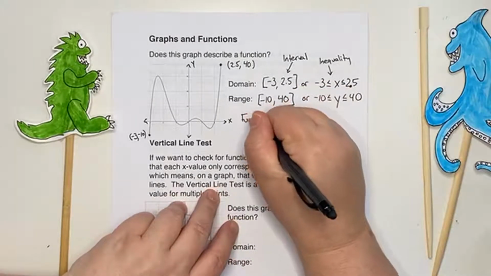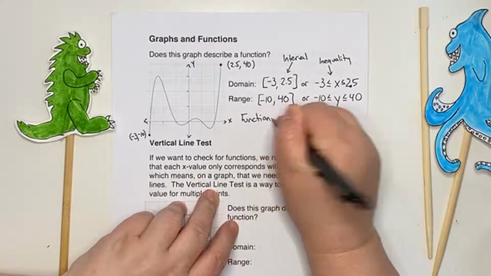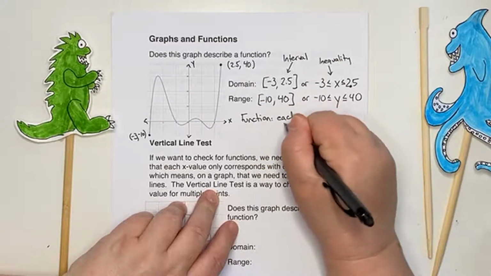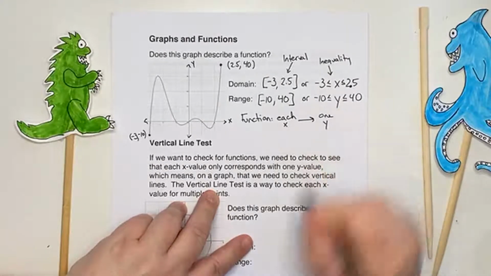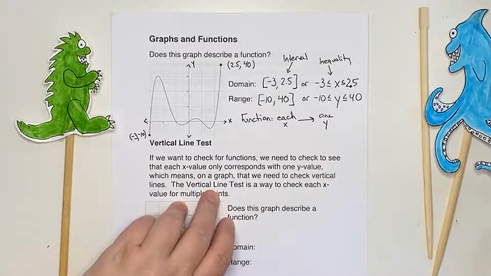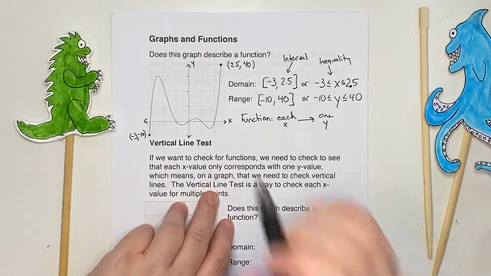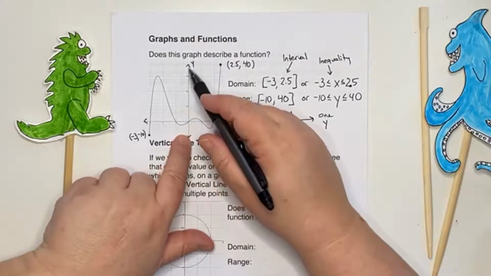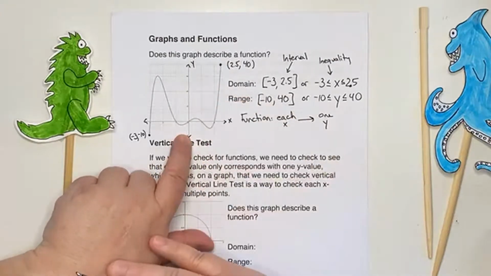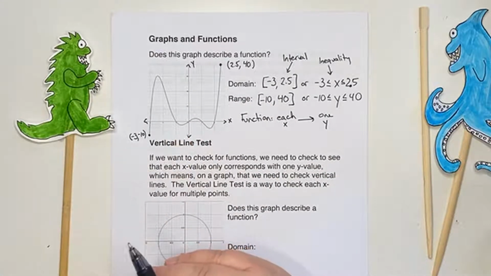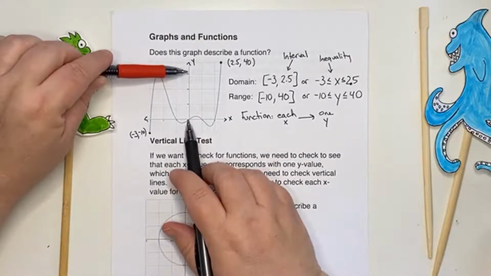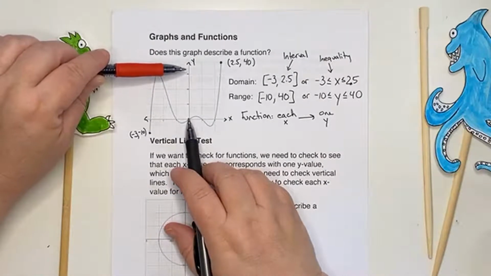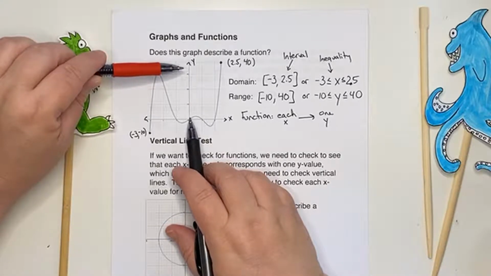A function means each x corresponds with one y, not two. So what would two y's look like? Well, if I picked a value, let's say x equals 0, what would two y values look like? You would have a point maybe here and a point there. So you'd see two points stacked up. This would be a really weird graph.